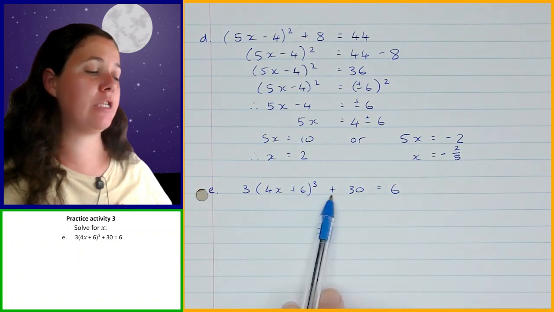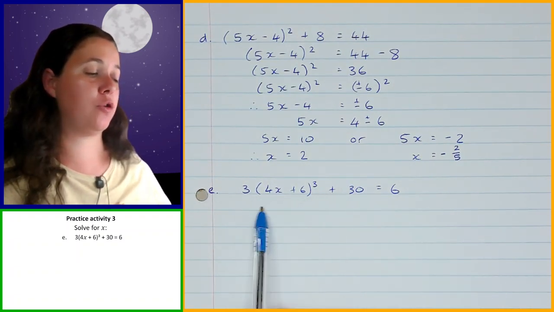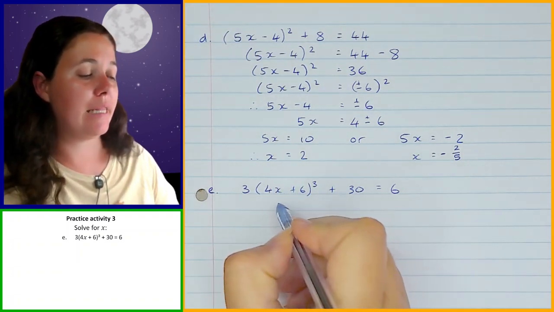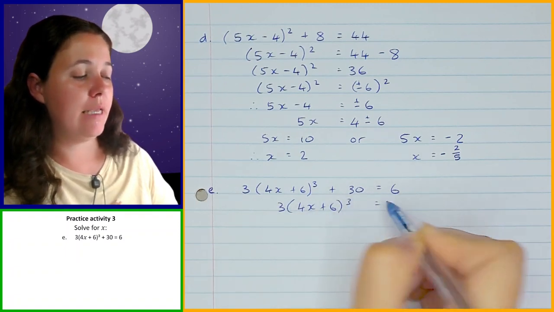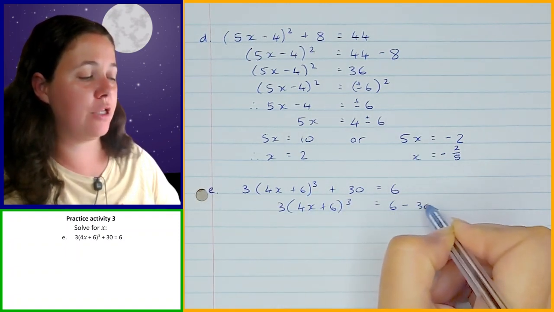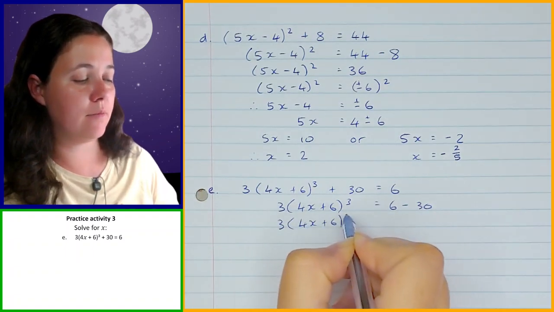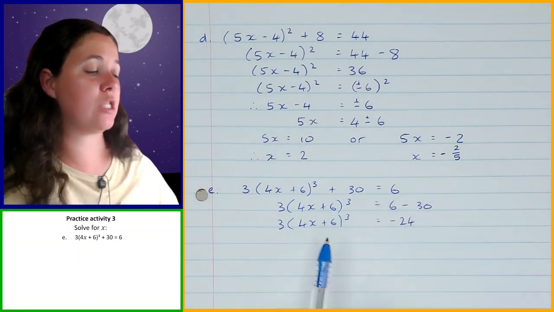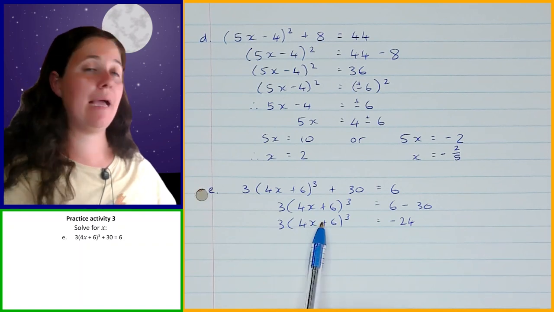So the very first thing I'm going to do is get rid of this 30 that is over here with that term. So I want to get rid of the 30 by subtracting 30 on both sides. That gives me 3 times (4x plus 6) cubed equals 6 minus 30, which is negative 24. Okay, so once I've got that, I now need to try and continue.